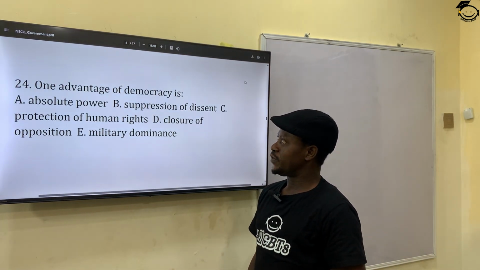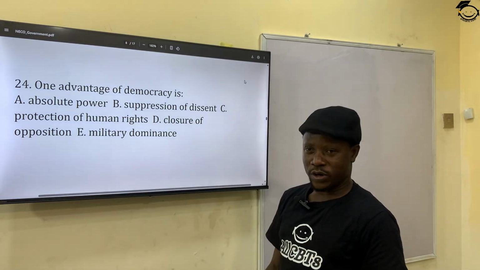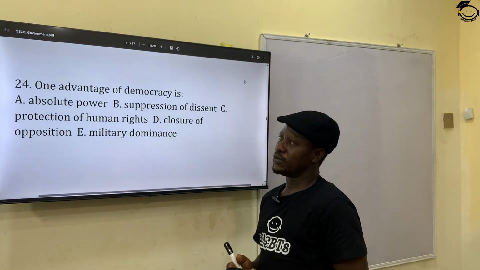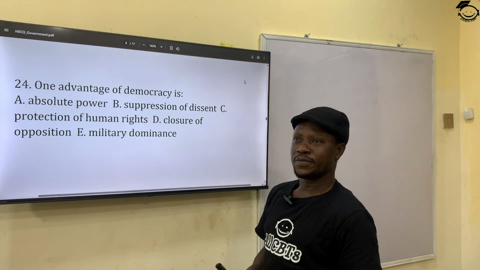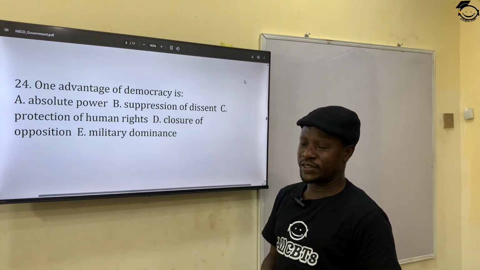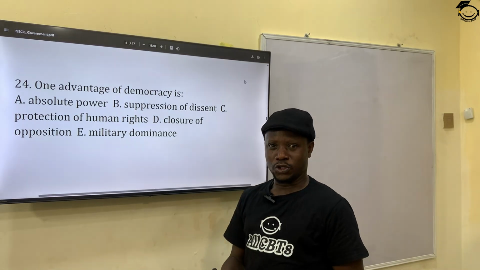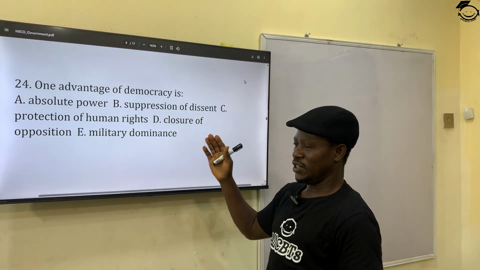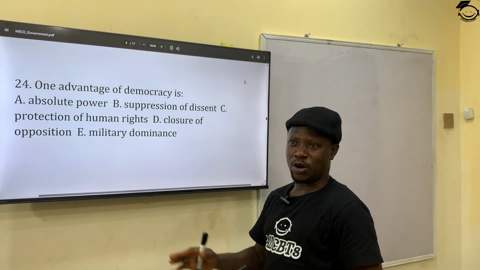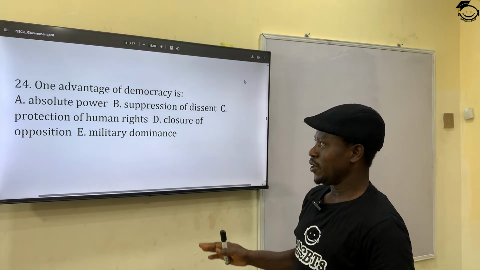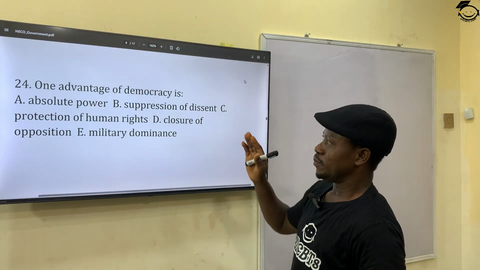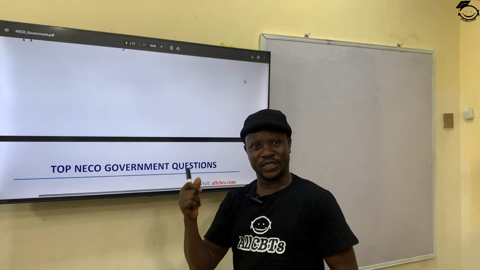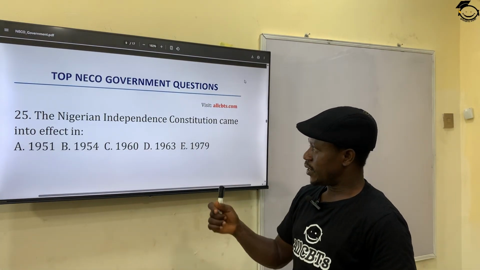One advantage of democracy is one advantage. Well, how many advantages of democracy? But any of these 5 is one of them. It's one of those many advantages. A, absolute power, suppression of dissent, protection of human rights, closure of opposition, military dominance. You notice that A, D, E, they are direct opposites of democracy. Has nothing to do with democracy. Okay? So the most correct answer here is protection of human rights. A democratic government guarantees fundamental human rights of the citizens. Okay? Let's see the next question.